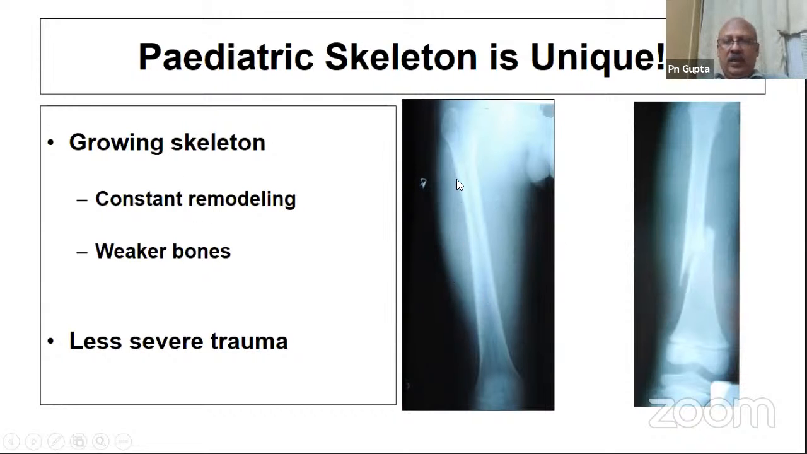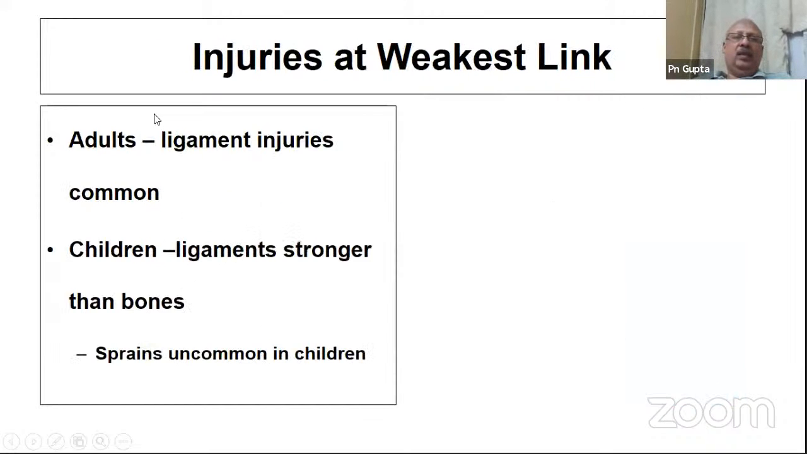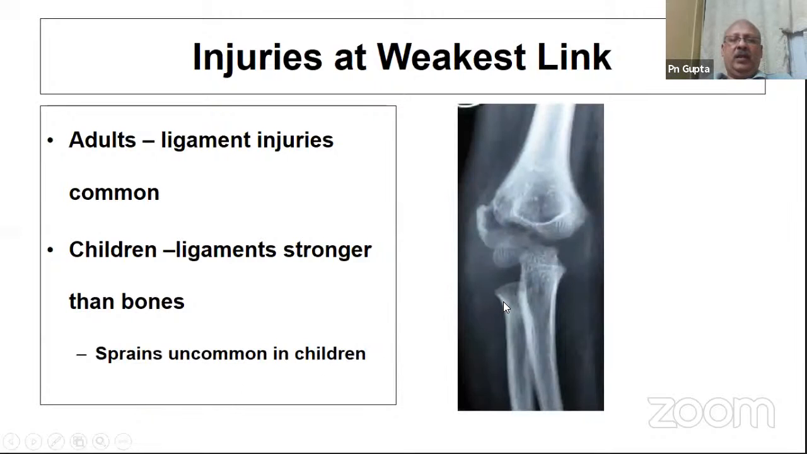So all these injuries in a growing skeleton can be because of a twisting injury or a fall while playing, and this is not heard of in young adults or even in older adults. Injuries occur at the weakest link, and in children the weakest link is not the ligaments, as compared to adults, where the ligaments are one of the weak areas, and of course where the force is directed. In children, the ligaments are relatively stronger than the bones. So strains and sprains are highly uncommon in children, and fractures are much more common in children.